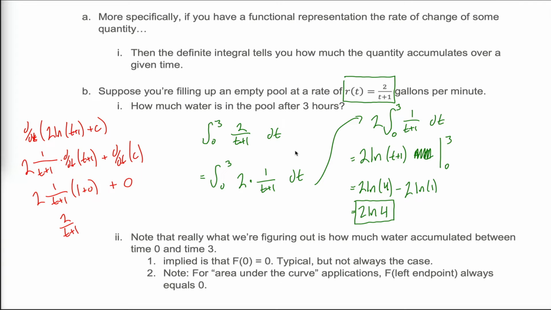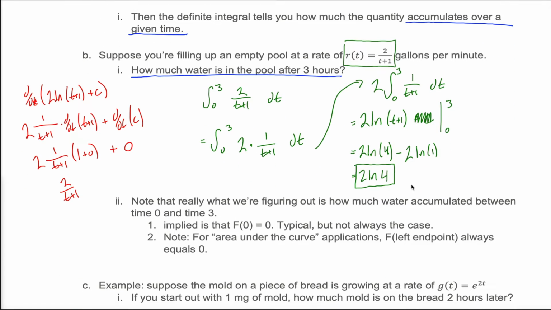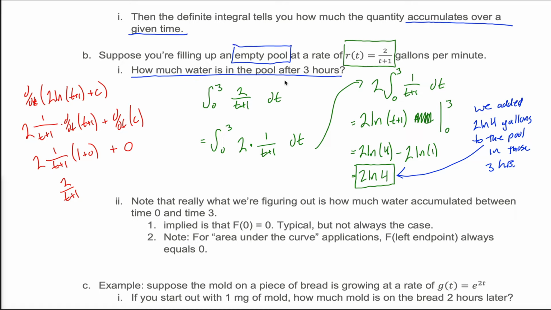Couple little points here. First of all, the question asked how much water is in the pool after 3 hours. Really, what the definite integral tells us is how much water accumulated over a given time, over those 3 hours. So really what this tells us is that we added whatever 2 times the natural log of 4 is, gallons to the pool in those 3 hours. It doesn't tell us how much water is in the pool. It tells us how much we added to the pool. The good thing is that in this specific example, the pool was empty at the start, so the amount that we add ends up being the amount that's in the pool.